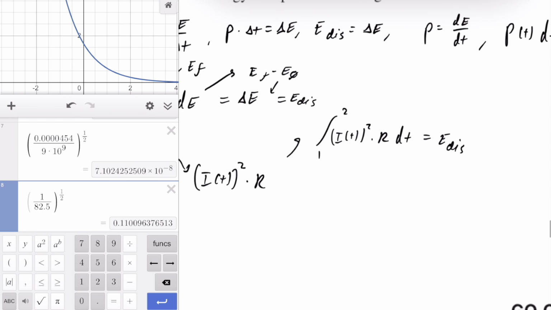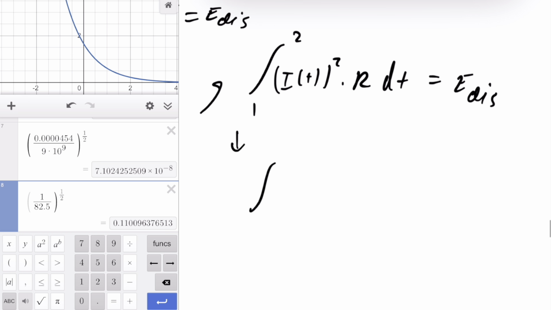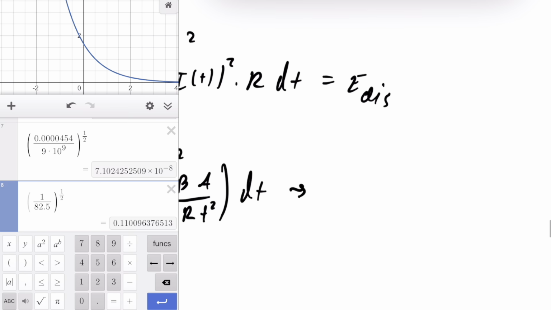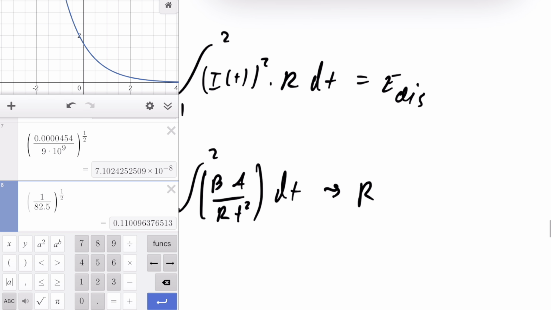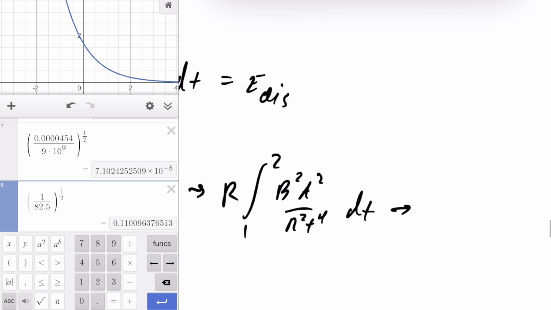So that's our power. So now let's change this integral symbolically. I'll take out the R. Now I of T was B A R T squared dt. That has to become R, right? And if I square all of these things, I get B squared, A squared, R squared, T to the fourth dt. I'll take out all my constants and evaluate my integral.